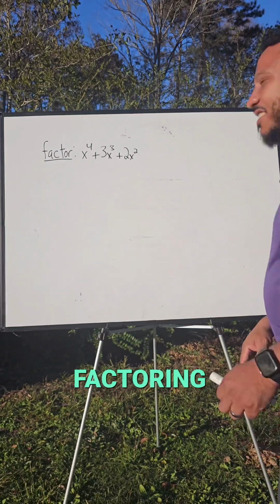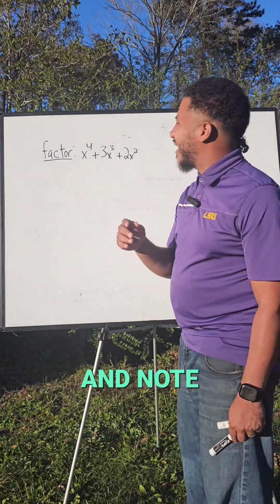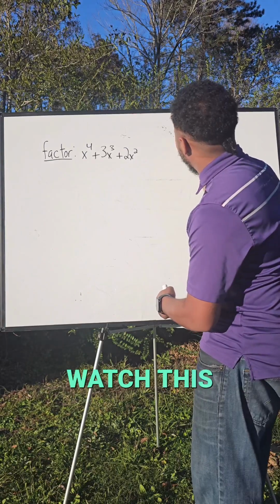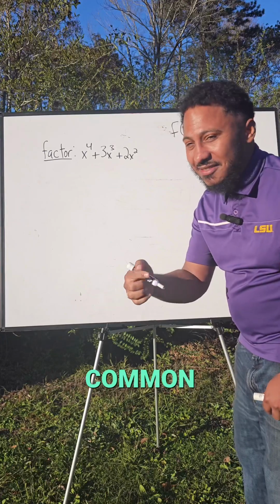Let's talk about factoring. How we factor something like this is we always want to be careful and note that the first rule of factoring is FOG. Watch this. Factor out the GCF. That's the greatest common factor.